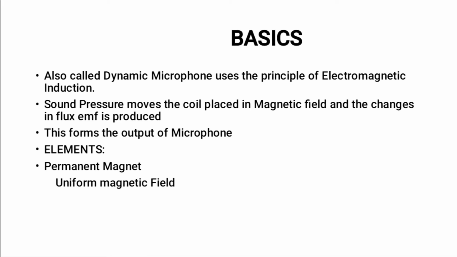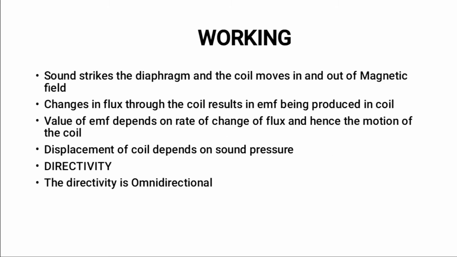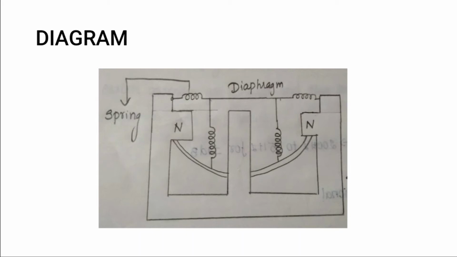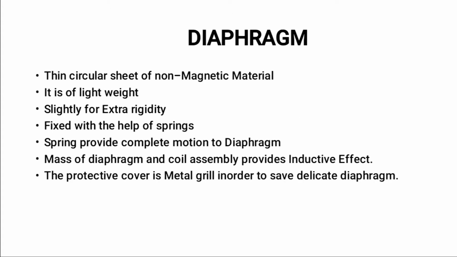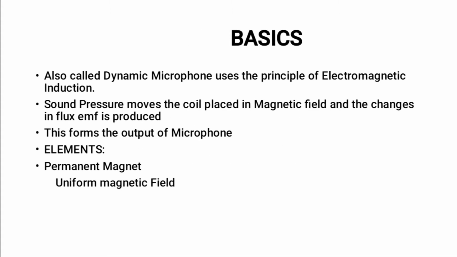Then we can see what are the elements that are present in the dynamic microphone. The first element is the permanent magnet. This permanent magnet will produce the uniform magnetic field. We can see in this diagram that the permanent magnet is kept in an inverted E position, as you may see clearly. So this permanent magnet will produce the uniform magnetic field.